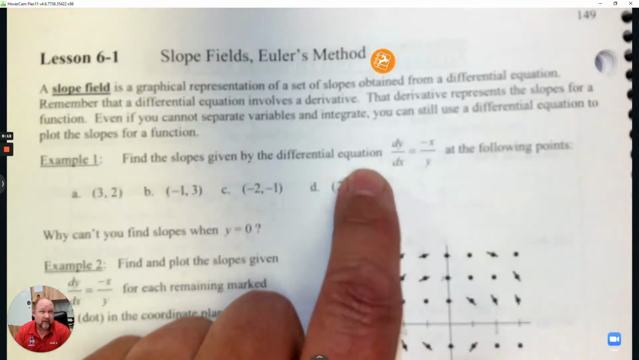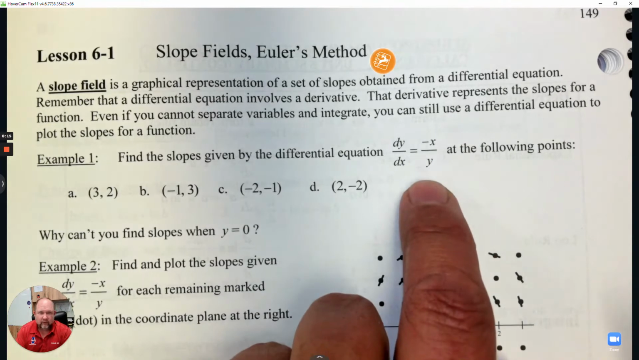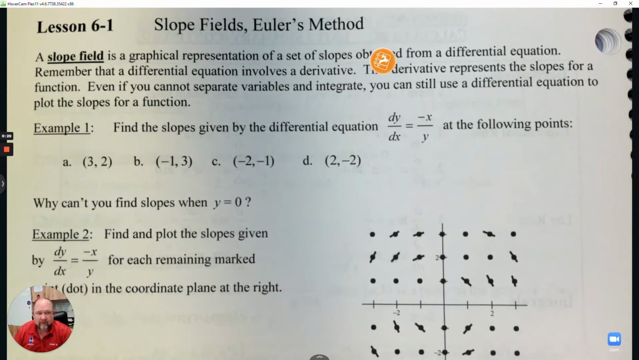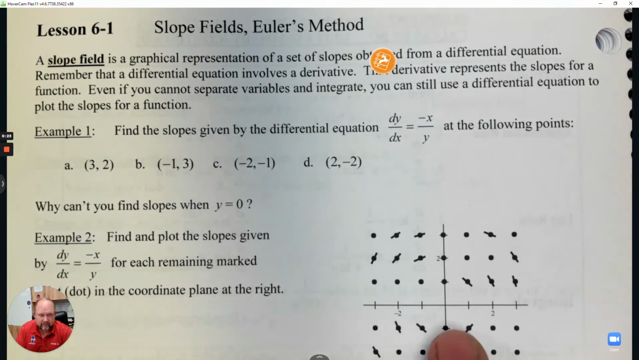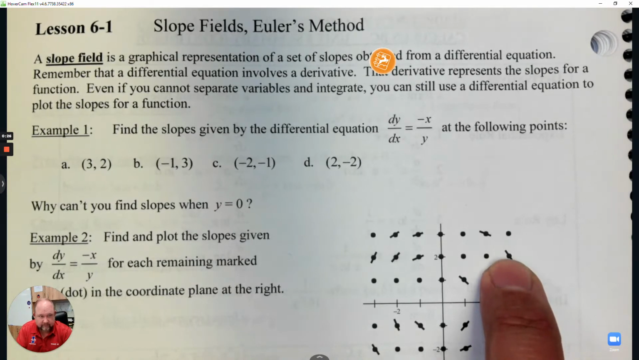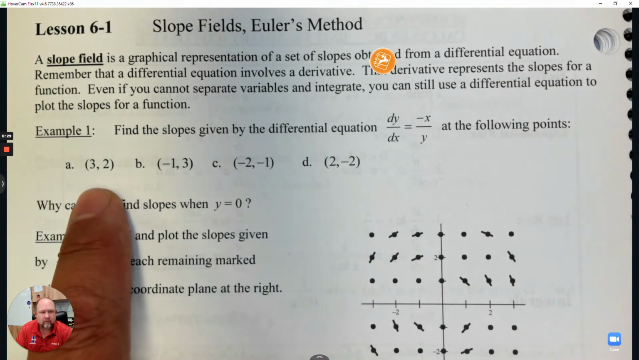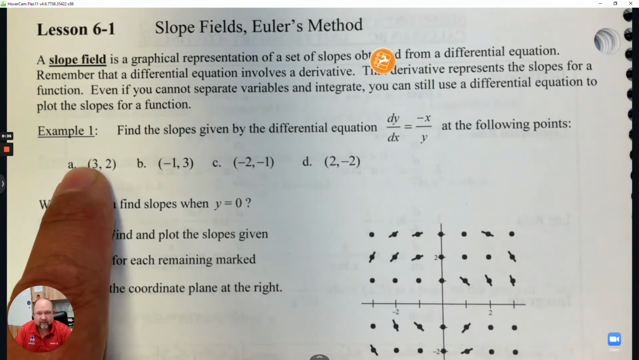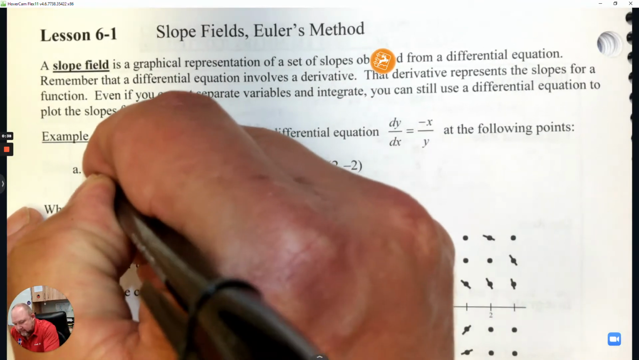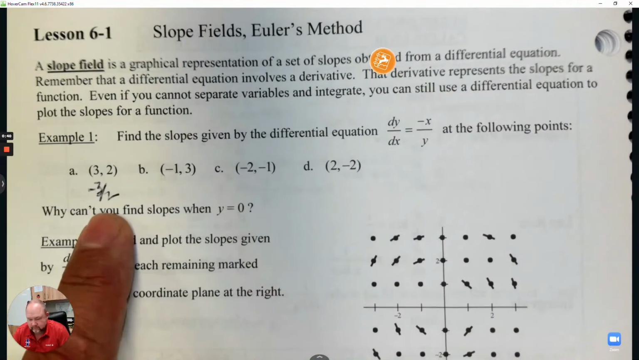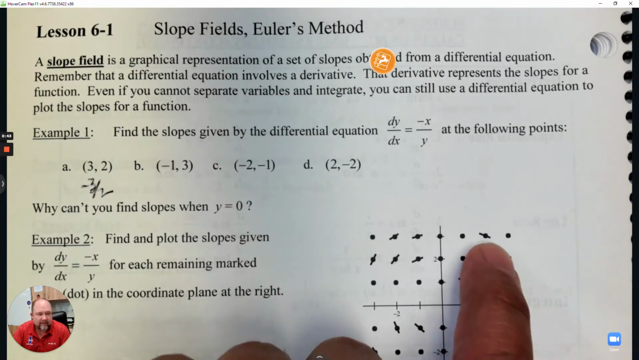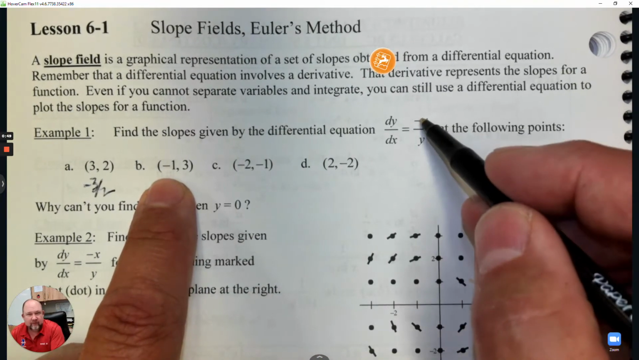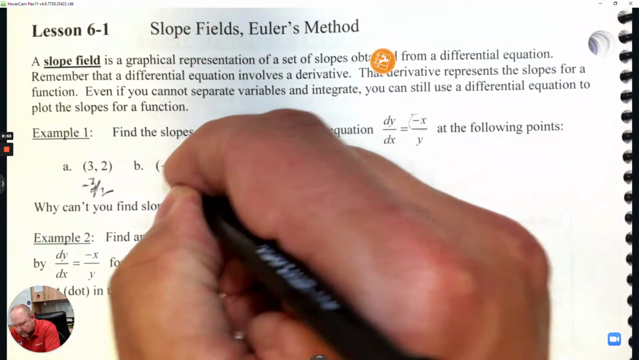You have a differential equation, a derivative equation, dy/dx equals negative x over y. And what we're going to do is draw little lines of that slope on the graph. So at (3, 2), if I go 3 to the right and 2 up, I want you to see the slope would be negative x over y. So that would be negative 3 over 2. And if you look here, 3 to the right and 2 up, that's a little slope where you went down 3 and to the right 2.